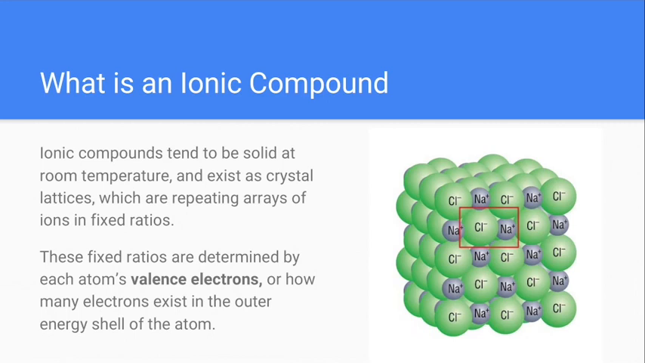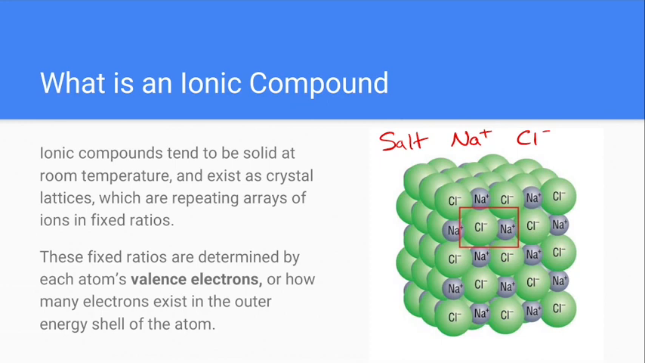So these tend to be solid at room temperature, and the example that I'm going to give you, and the example that's used in this diagram here, is salt. So good old table salt is really the classic ionic compound, and it's made up of sodium, which is Na, and it's a positive ion, and chlorine, which is a negative ion.